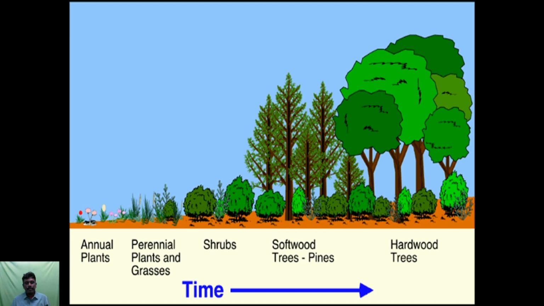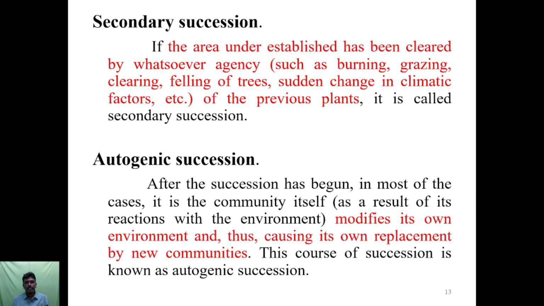Based on the time period, the first initial stage is annual plants, then perennial plants and grasses, then shrubs, then softwood trees, pines, then hardwood trees. Then secondary succession. If the area under establishment has been cleared by whatsoever agency such as burning, grazing, clearing, felling of trees, or sudden change in climatic factors affecting the previous plants, then it is called secondary succession.